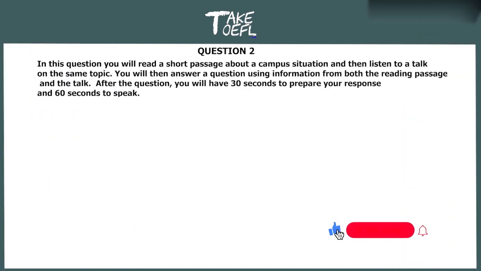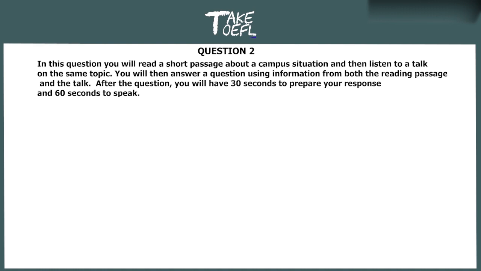In this question, you will read a short passage about a campus situation and then listen to a talk on the same topic. You will then answer a question using information from both the reading passage and the talk. After the question, you will have 30 seconds to prepare your response and 60 seconds to speak.